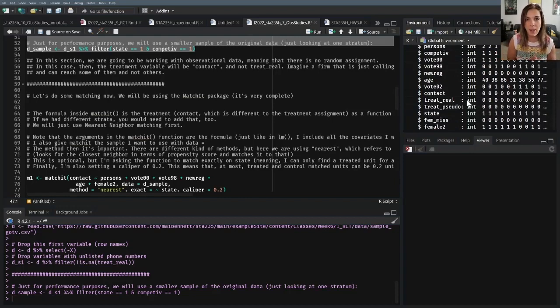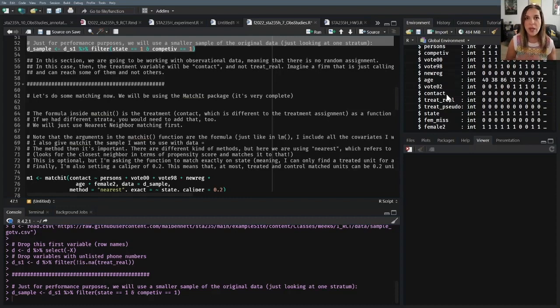Okay, remember that maybe what we're interested in is actually what is the effect of someone receiving and actually picking up the phone for a get out the vote call. So to that extent, we are going to use contact now as our new treatment variable. Remember that contact takes the value of 1 if someone actually was contacted by the get out the vote campaign, and 0 if they were not.